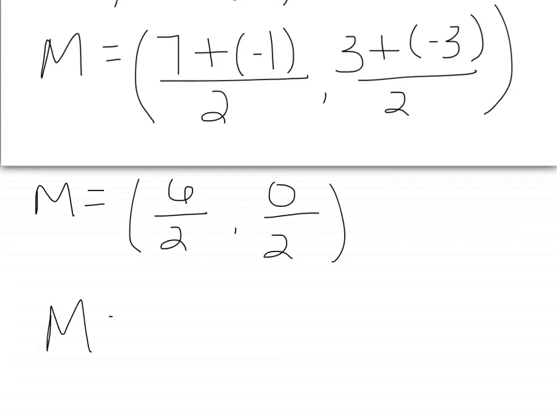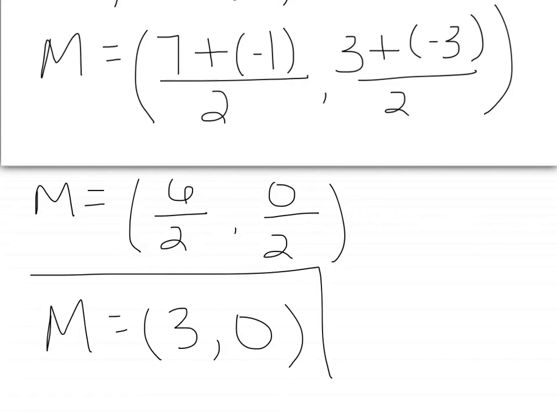And then the last thing I need to do is go ahead and reduce or simplify. So you have 6 divided by 2, you get 3. And 0 divided by 2, 0 divided by anything is 0. So in this case, our midpoint is (3, 0).